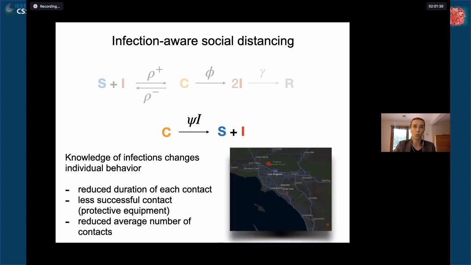So, why is this a plausible model? Because knowledge of infection does change individual behavior, reduces the duration of contacts. Also, it encourages people to wear protective equipment. And so you reduce also the average number of contacts in addition to that.